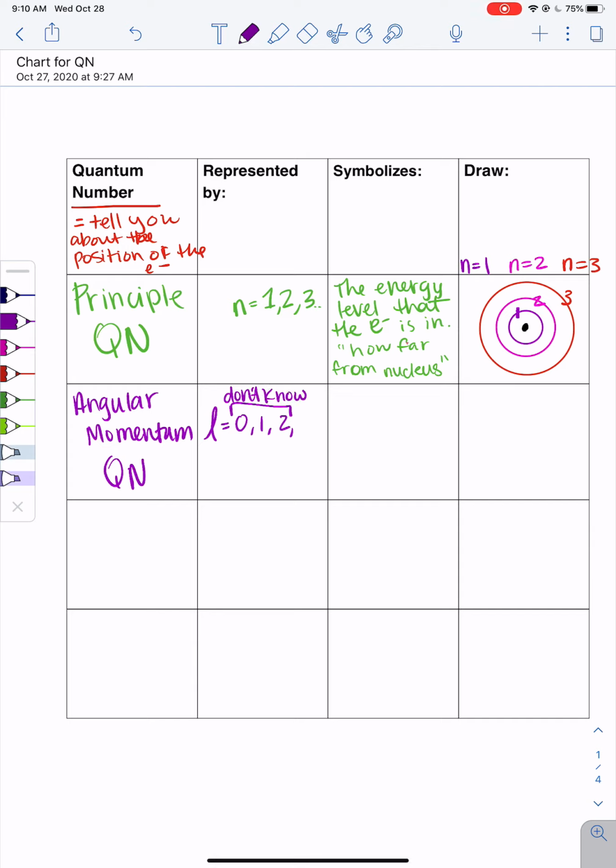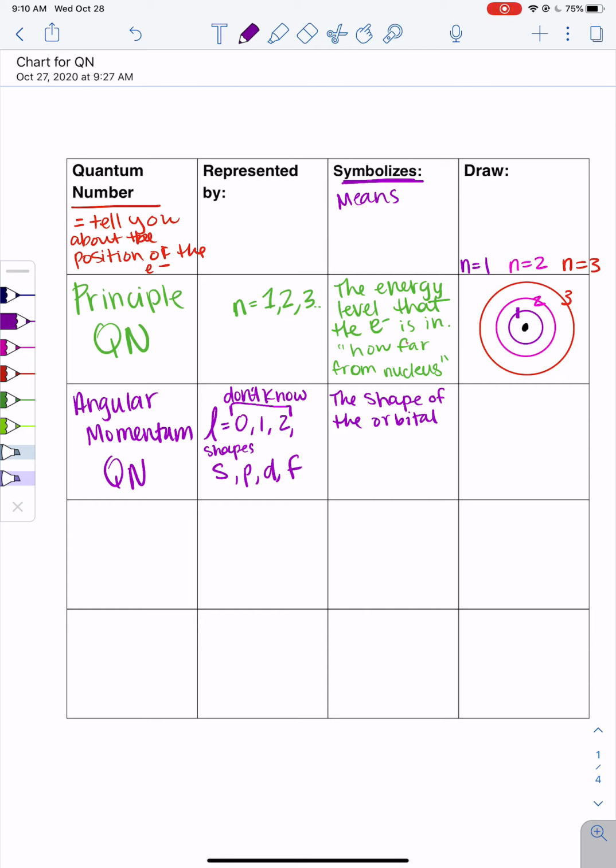All you need to know is that there are shapes, and that these shapes are symbolized by an S, a P, a D, and an F orbital. So that goes into what it actually means. The angular momentum is referring to the shape of the orbital.